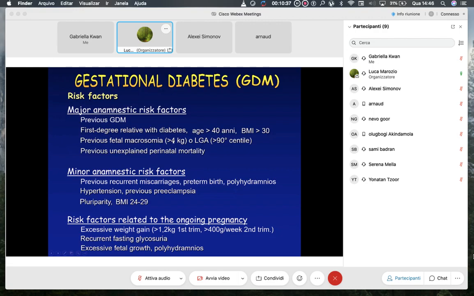Macrosomia means newborn birth weight greater than 4 kilograms, or anyway large for gestational age. This means large for gestational age, exceeding the 90th centile growth. A major anamnestic risk factor is also a previous unexplained perinatal death.